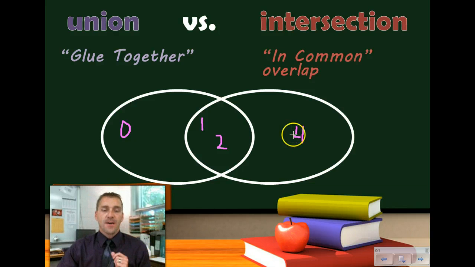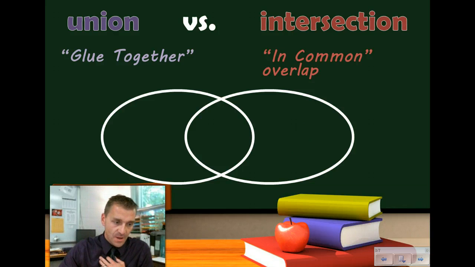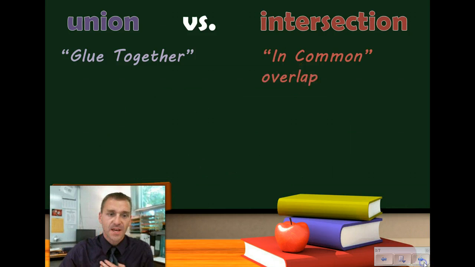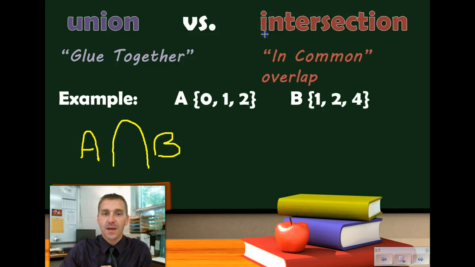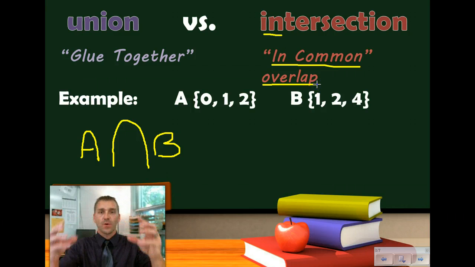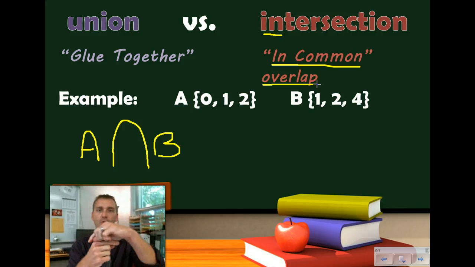Now, if I went to this and said, let's take these two sets, A and B, and say A intersect set B. Now I'm looking at set A and set B and looking for only those things that they have in common, or where they actually overlap. Go back in the video and look at what the pictorial representation was. Remember, it was the middle part, the stuff that overlapped.